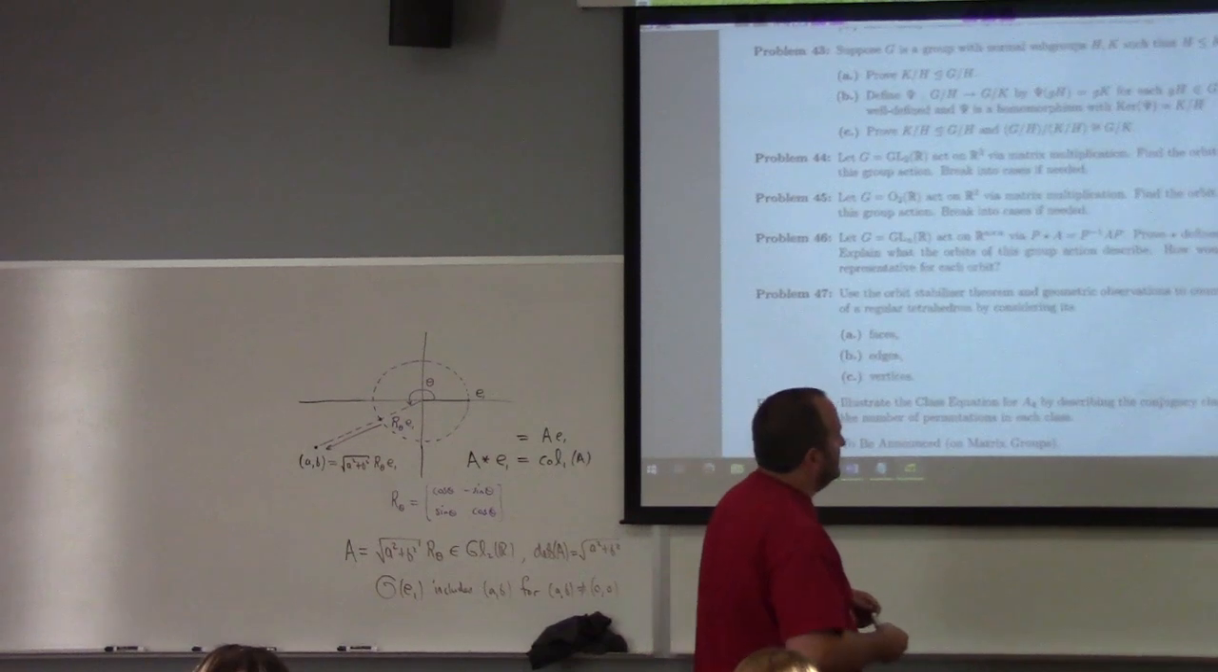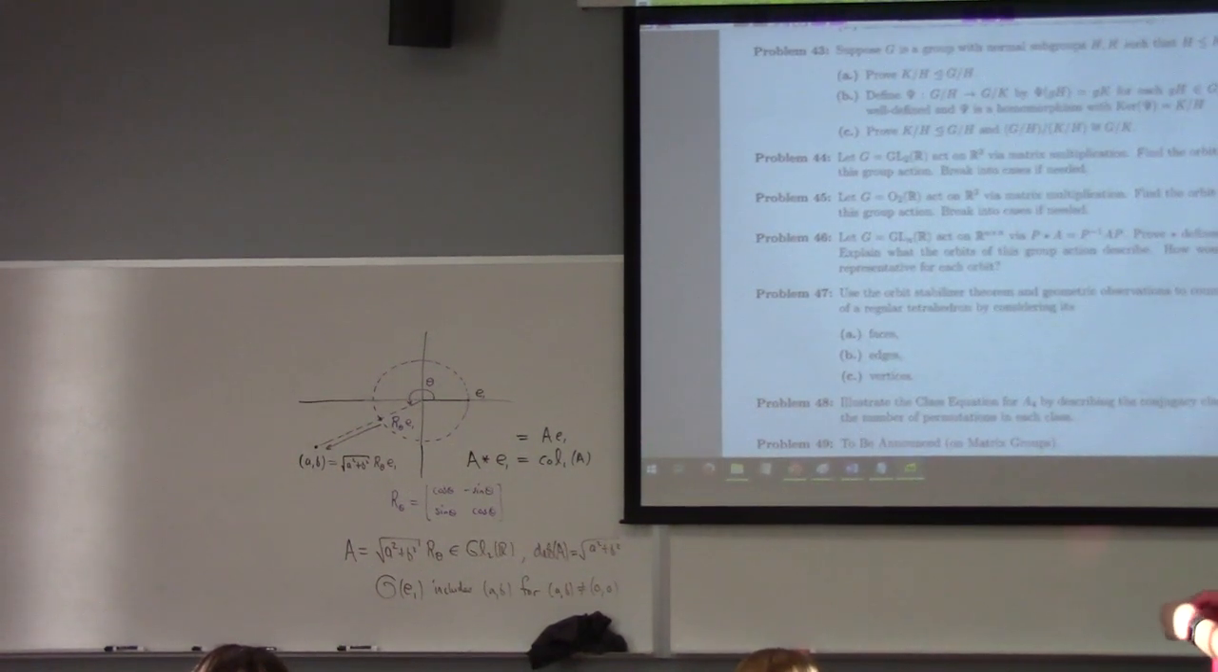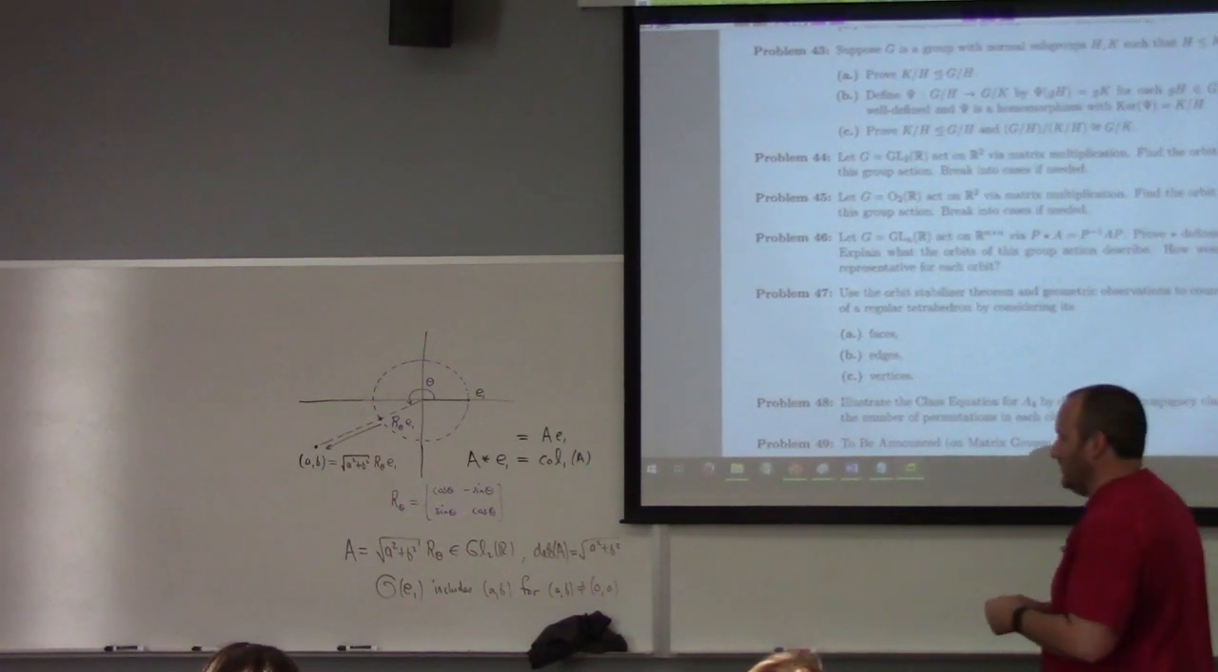And for 46, it's more interesting still because there you're thinking about orbits by similarity transformation, right? To describe the orbits nicely, you'd like to explain when two matrices are similar. Now, I gave you an answer to that question in linear algebra, but maybe you've forgotten about it. So with that, we'll stop.